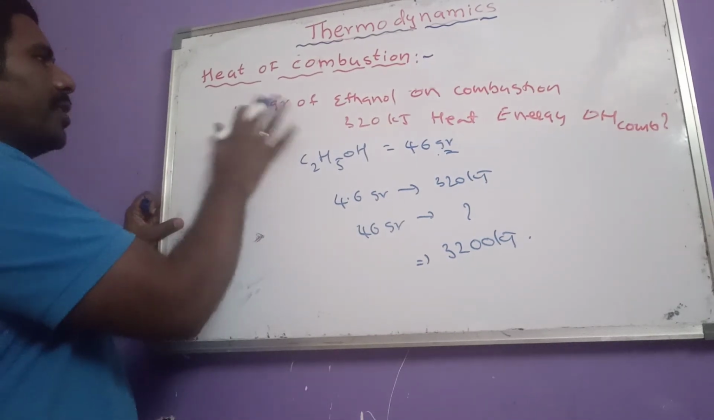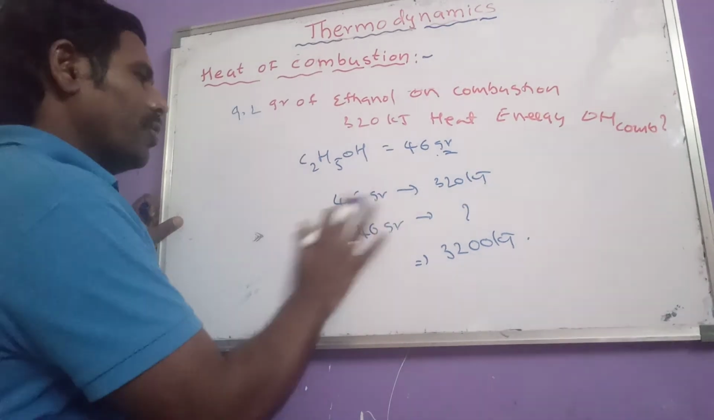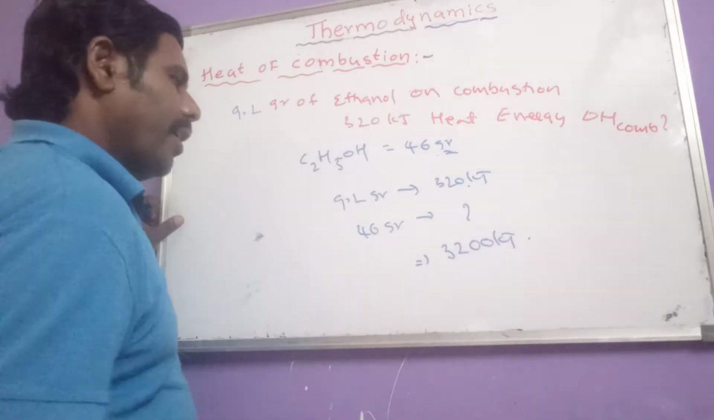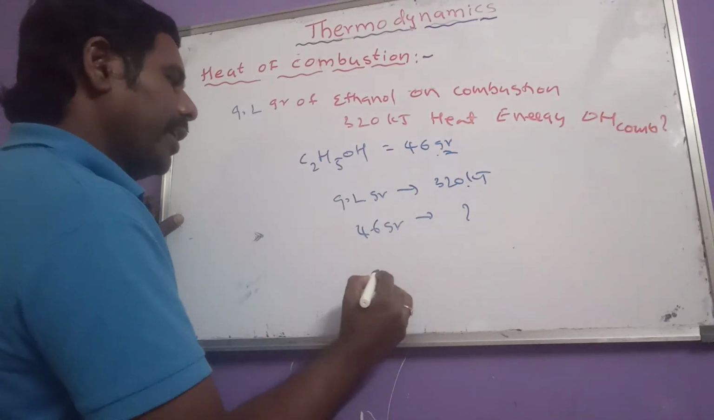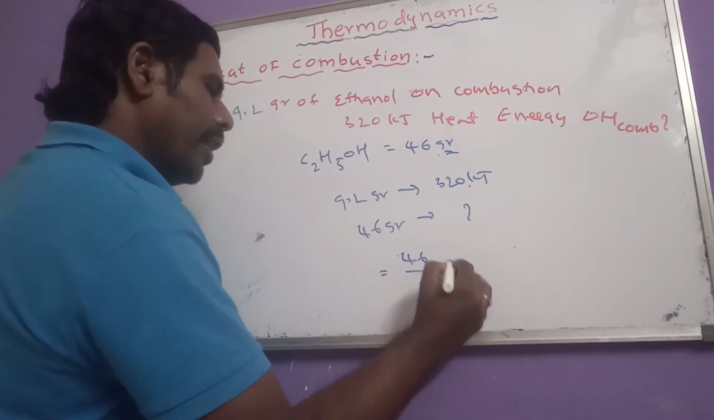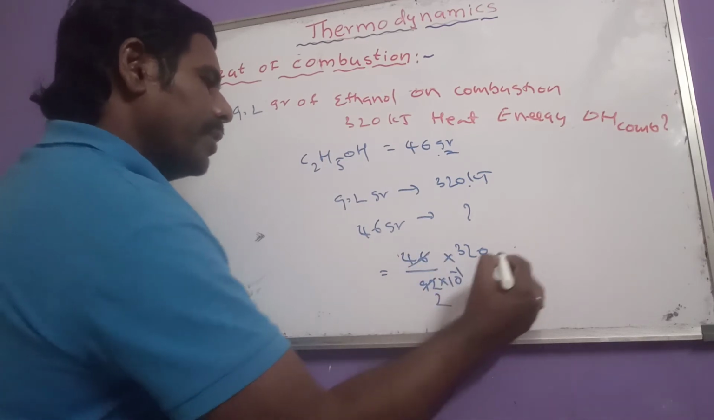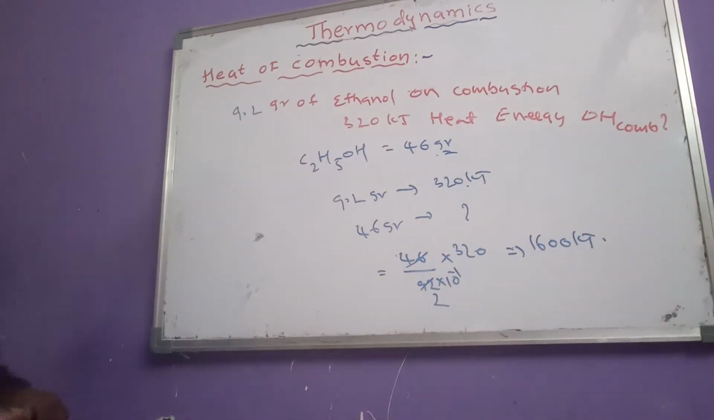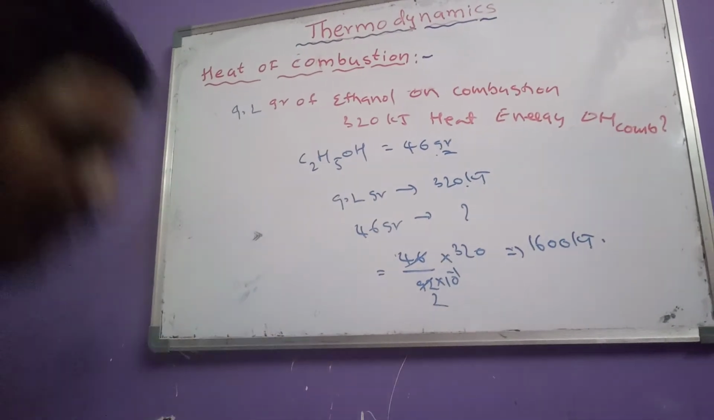For example, here instead of 4.6, if they have given 9.2 grams, now we have to solve like this. 9.2 grams giving 320 means now 46 grams will produce how many kilojoules of heat energy? Therefore, 46 divided by 92 into 10 power minus 1 into 320. We get 1600 kilojoules. So like that we have to calculate the heat of combustion.